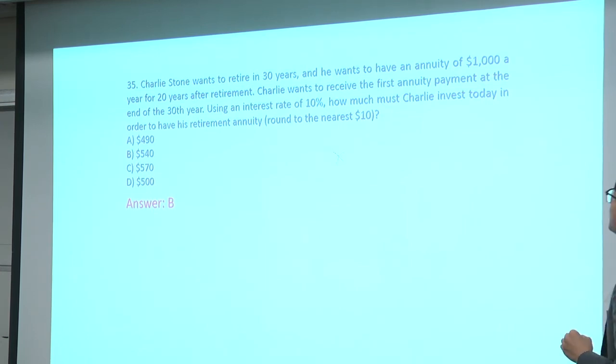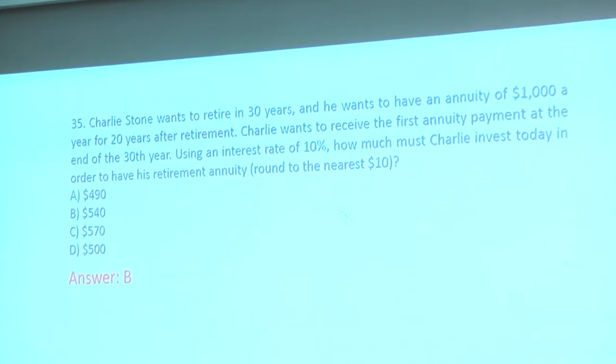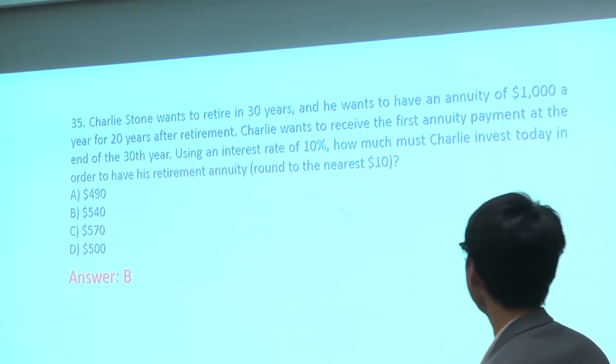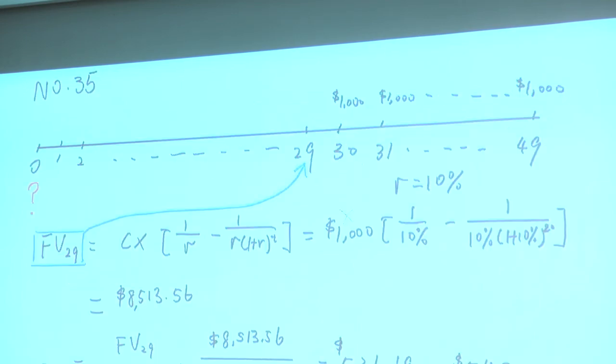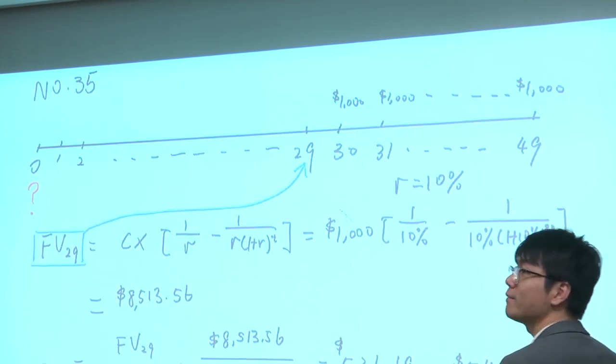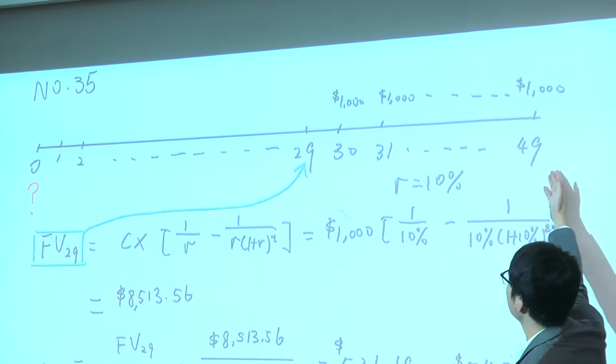Charlie Stone wants to retire in 30 years. He wants to have an annuity of $1,000 a year for 20 years after retirement. Charlie wants to receive the first annuity payment at the end of the 30th year. Using the interest rate of 10%, how much must Charlie invest today in order to have his retirement annuity? First things first, let's draw a graph showing these cash flows. That helps you a lot.